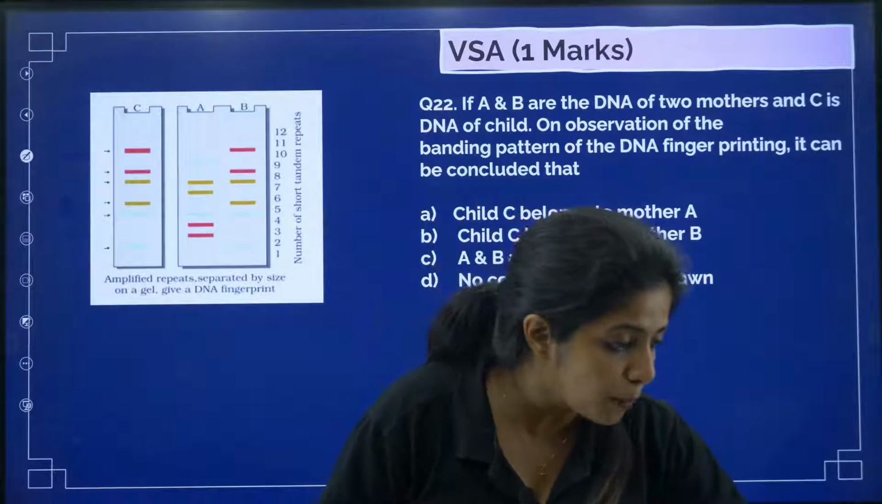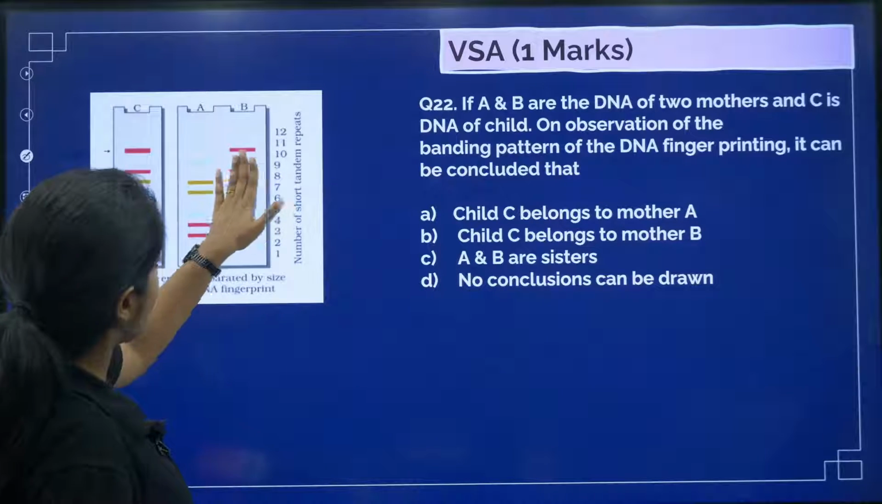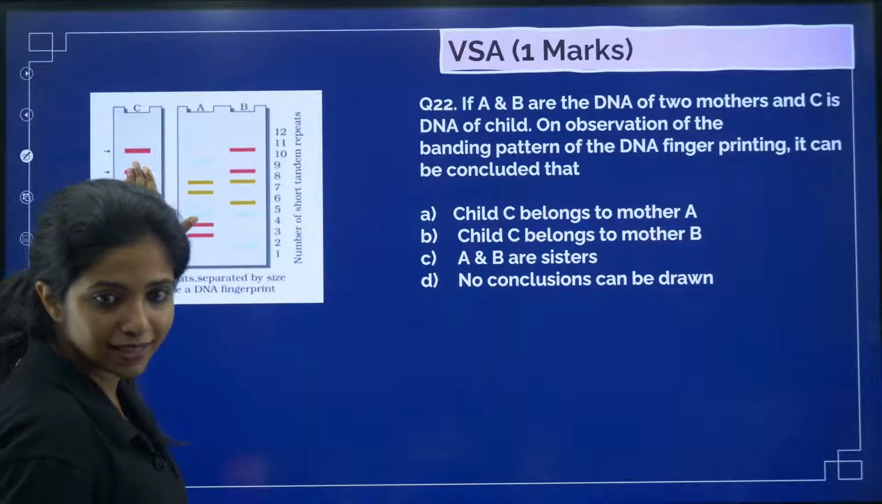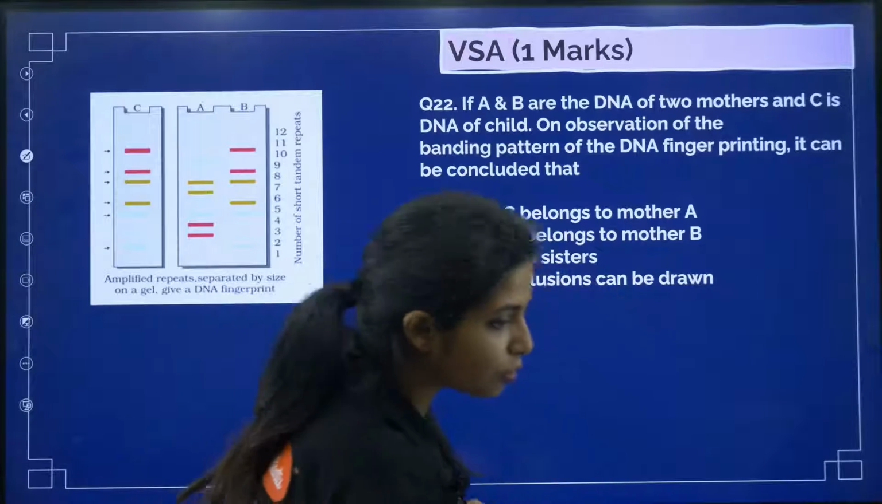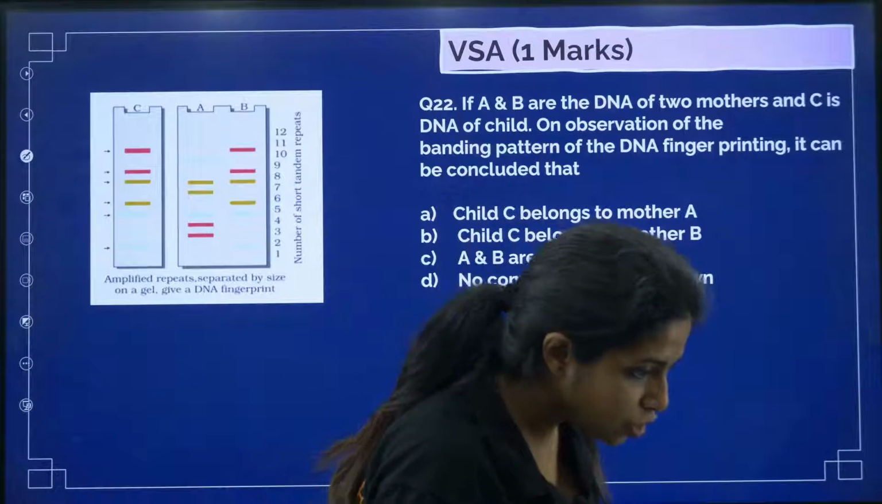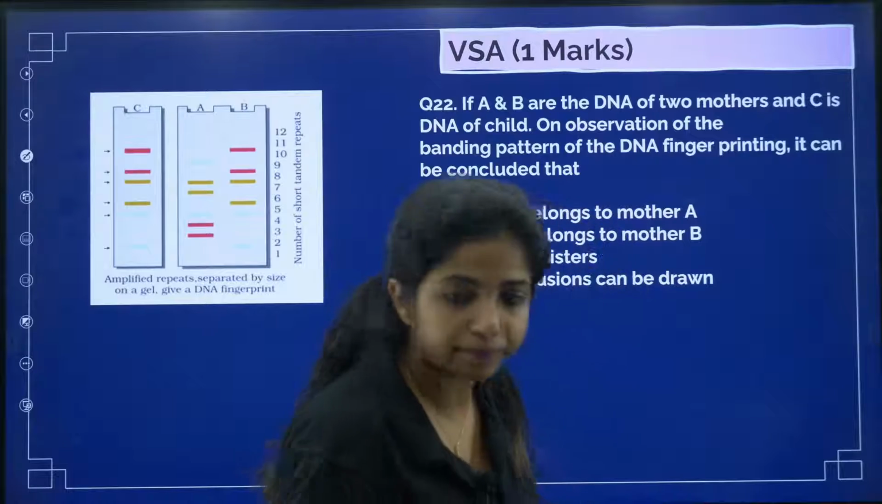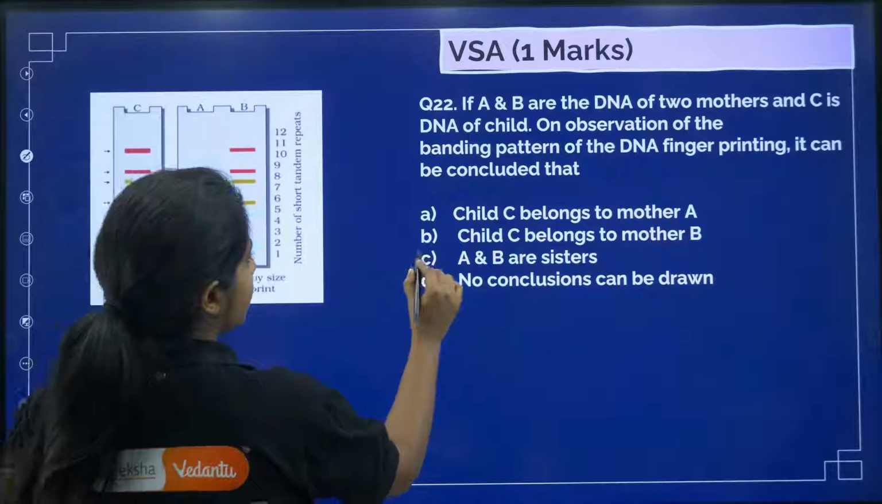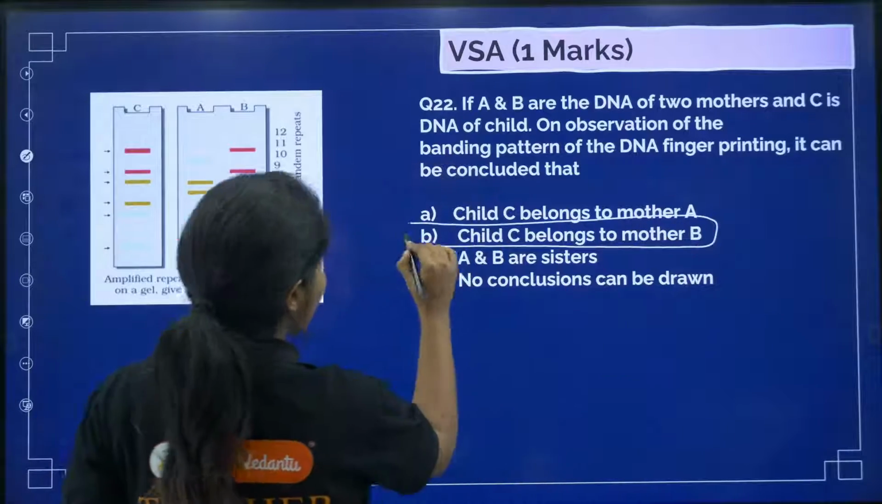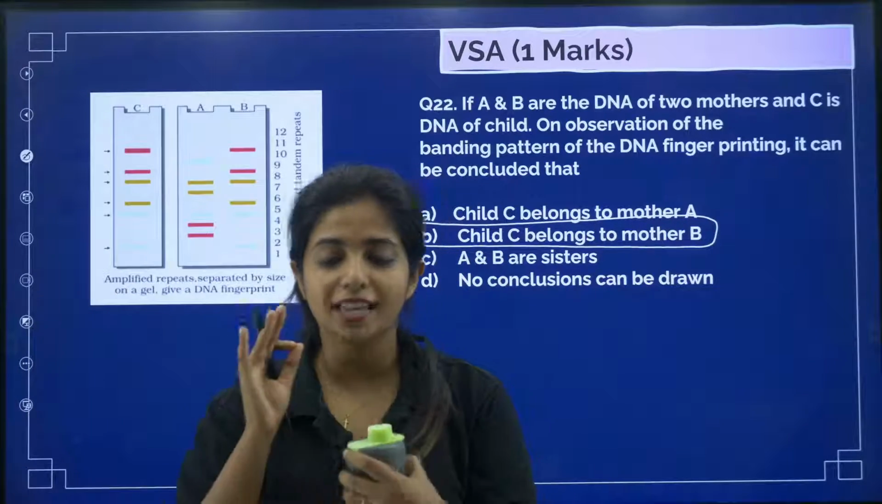So you have to spot the DNA which is having the same type of bands. That means they have some similarity between them. So Shagufta and Shaukat Ali and Pratima say it's B. Is it actually B? Let's see. So child C belongs to mother B. That is what B says. And kudos to you. The answer is absolutely correct.